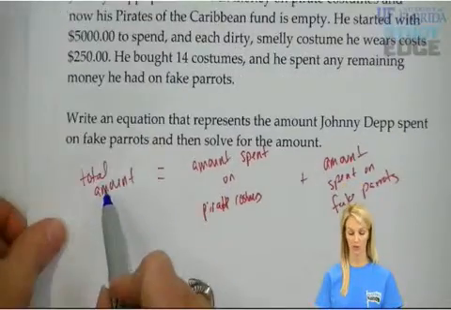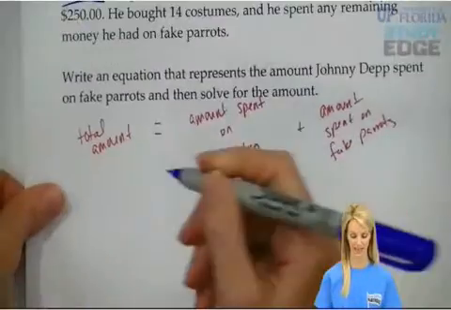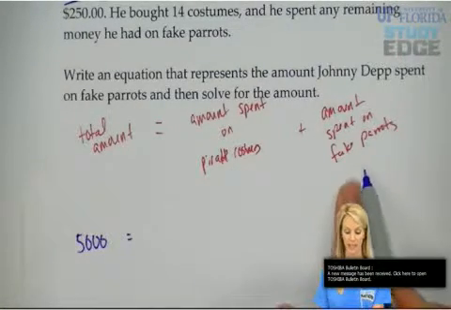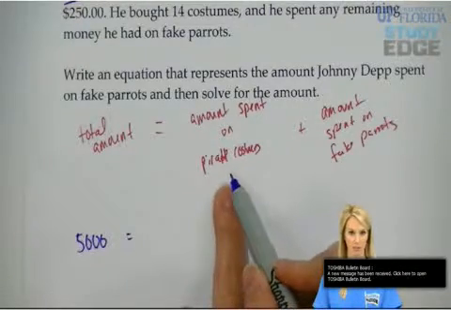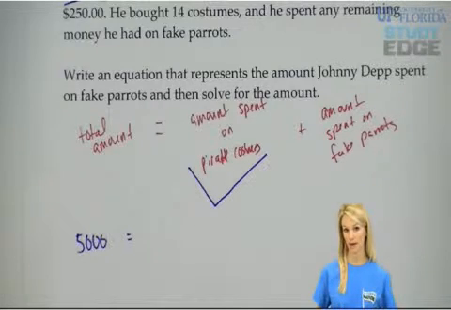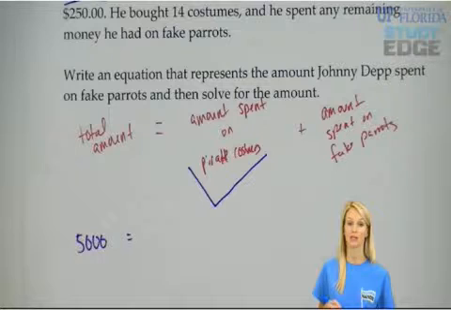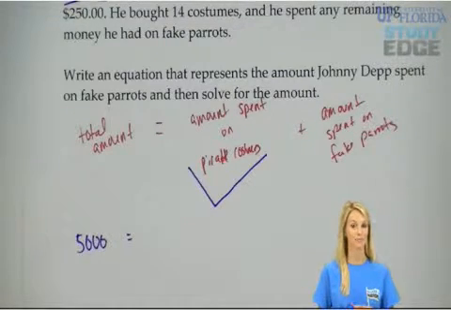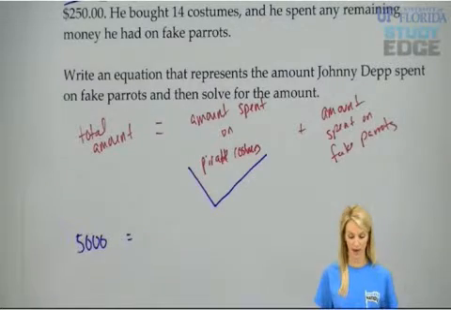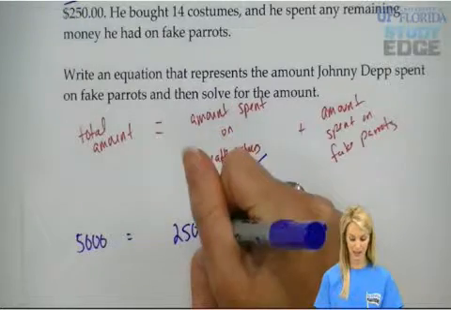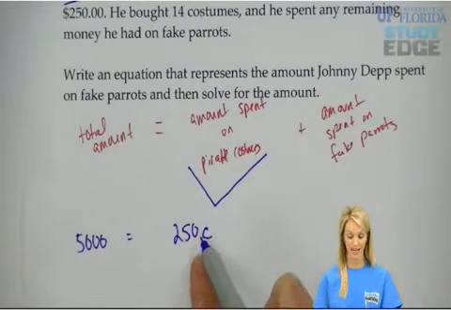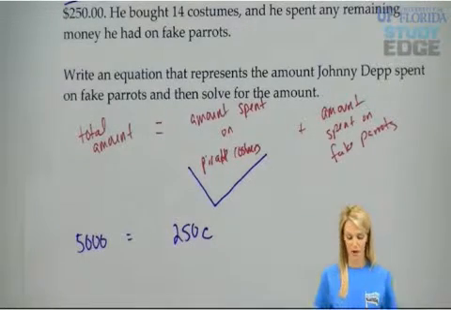So Johnny Depp is starting off with $5,000. That's the total amount that he has to spend. So $5,000 has got to be equal to the amount that he spends on pirate costumes plus the amount he spends on fake parrots. Well, how much does he spend on pirate costumes? Each one costs $250. So if he buys one pirate costume, he spends $250. If he buys two, it's 250 times 2, which would be 500. If he buys 5 pirate costumes, each one costs $250, so 250 times 5 would be the total amount spent. So $250 times the number of pirate costumes is the total amount of money he's spending on pirate costumes.